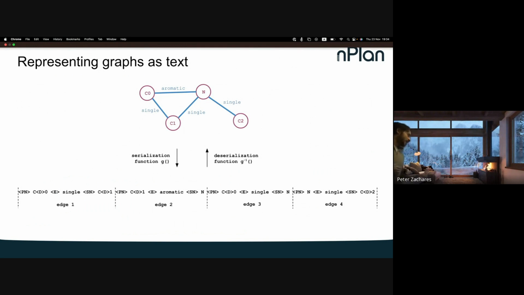I'll just explain the serialization so you get an idea of what's going on here. Each edge in the graph is described individually. You can see there's 1, 2, 3, 4 edges. And the syntax is as follows. You add some kind of special token to indicate your predecessor node. Then you have your feature string for that node, like your carbon atom. And then you have another special token to describe your edge, and your feature string for your edge. And then you have another special token to describe your successor node, and then that node's feature string.